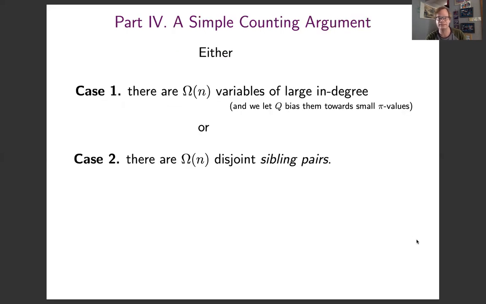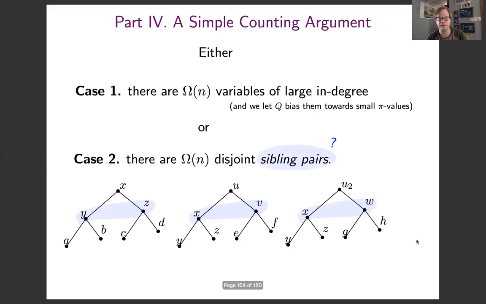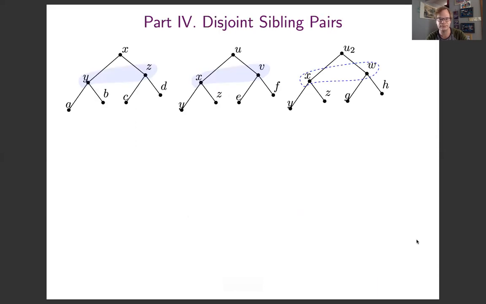So now you have 2 cases. Either you have many variables of large degree, and then you can define Q to move these variables to the front, or there aren't, and then it's easy to show the following. You can find linearly many sibling pairs. So what is a sibling pair? A sibling pair is basically the 2 children of the root in a critical clause tree. Here you see 3 pairs. The first 2 of them are disjoint, and the third one overlaps with the second.